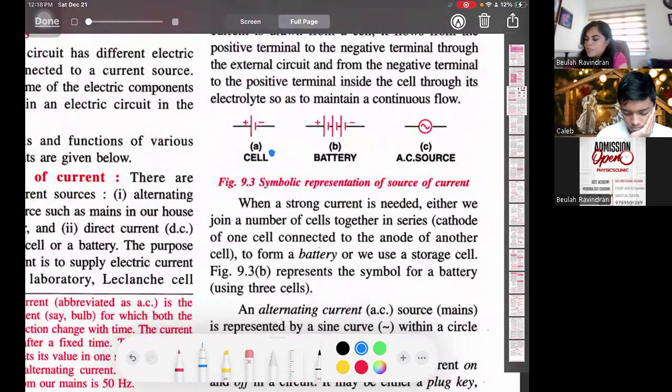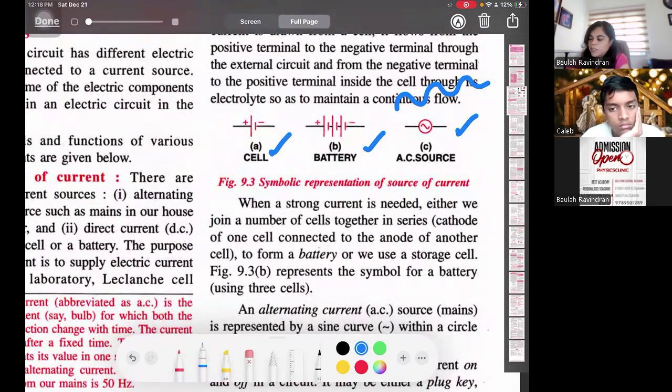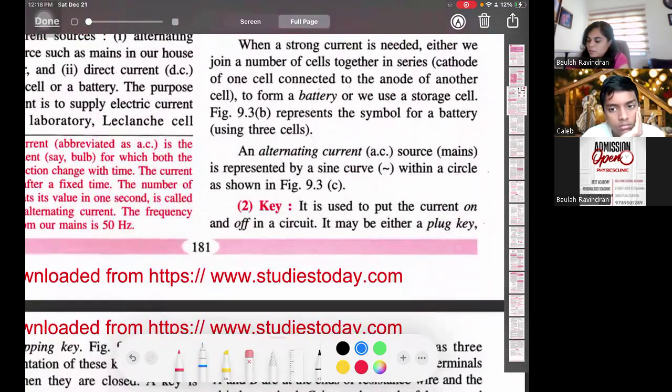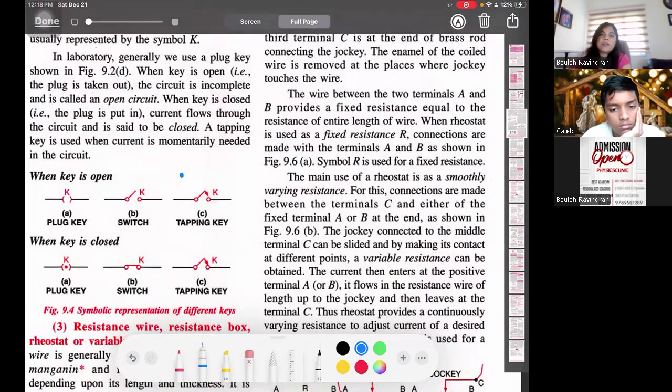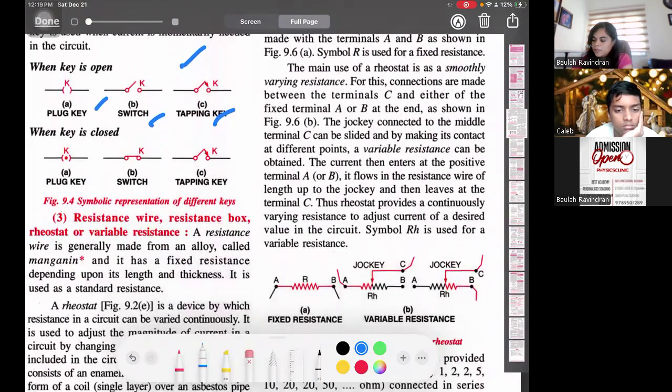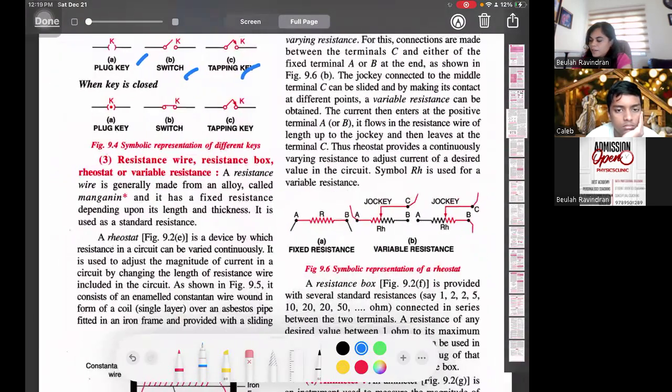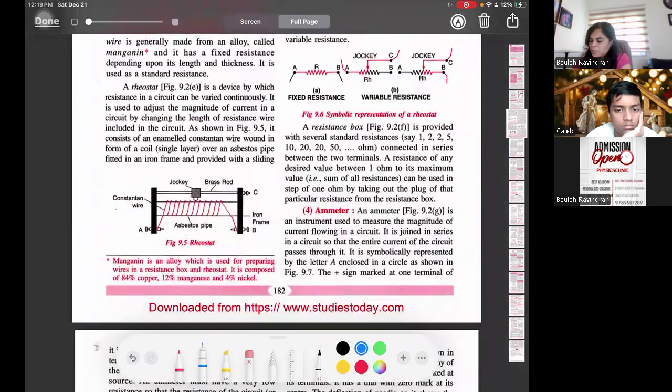So these are all the symbols of a cell, battery, AC source, and everything. I told you, the AC will be like this, maximum, minimum. So the AC symbol is like this. Just go through it. A key is needed. The key is very important in a circuit. If you close the key, then the circuit works. If you open the key, the circuit breaks. There are different kinds of keys. Just go through it. Then resistance wire, resistors, everything is discussed here.